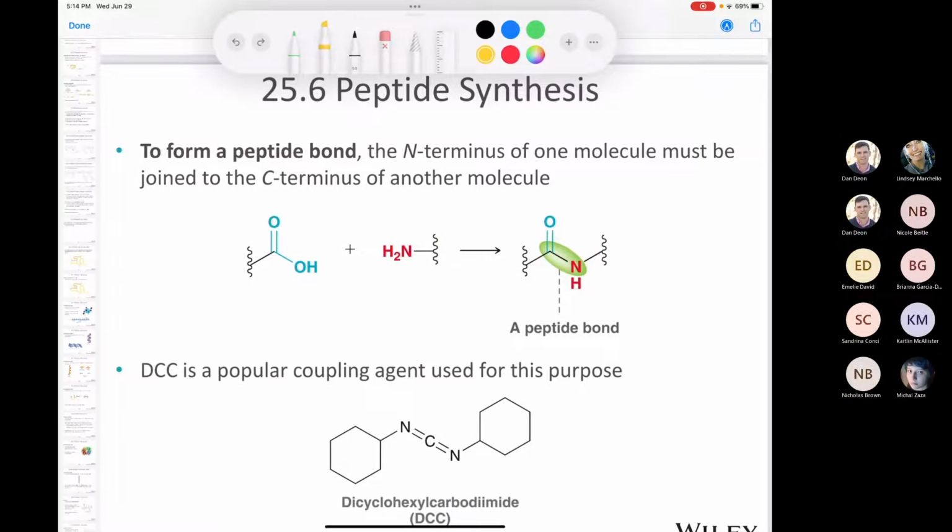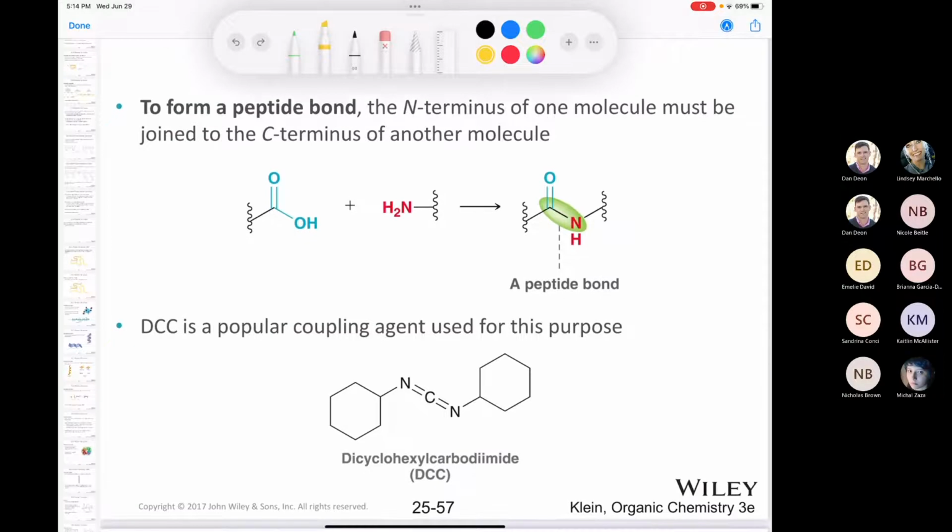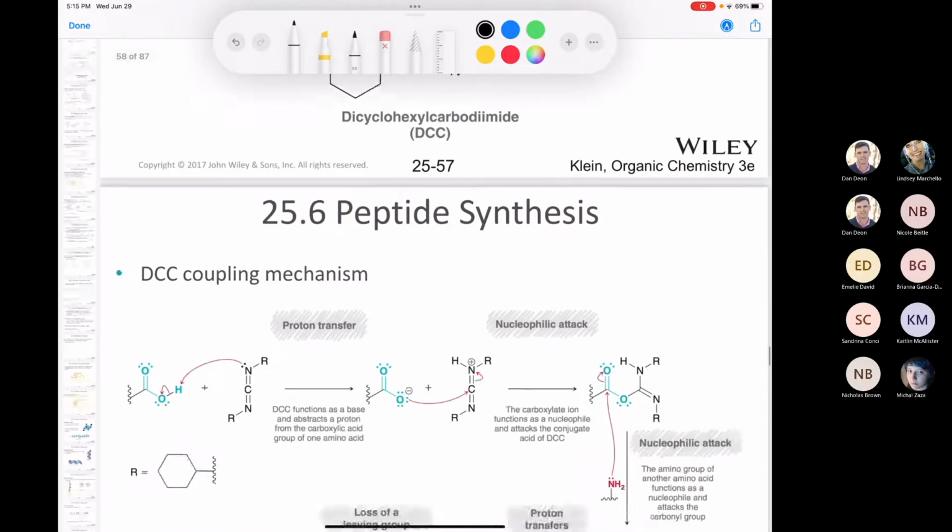There are many reagents available on the market to do this, but one of the most popular and most common is called dicyclohexyl carbodiimide, or DCC, and I'll just ask you to remember the acronym. So DCC, dicyclohexyl carbodiimide, can be used to join that carboxyl group and the amino group.